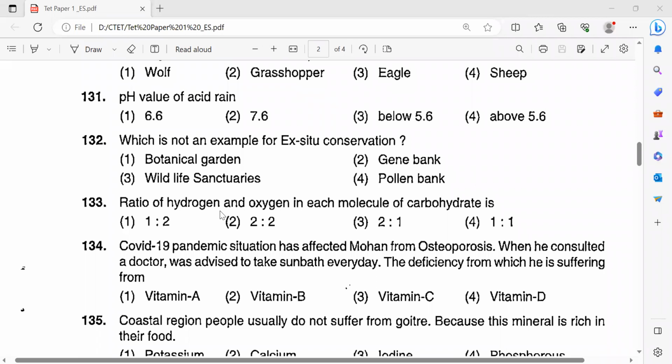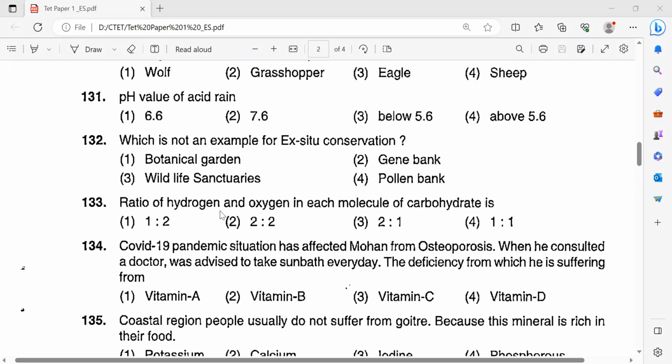Hello everyone. Today we are here to discuss the other 10 questions of environmental studies of the TET model question paper, English medium. Till yesterday we discussed up to the 132nd question. I am solving only 10 questions so that within a short time you can prepare for it, and while traveling, while doing some work at home, you can practice it or listen to it. Okay, so 133rd question.